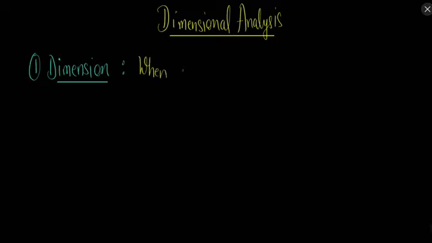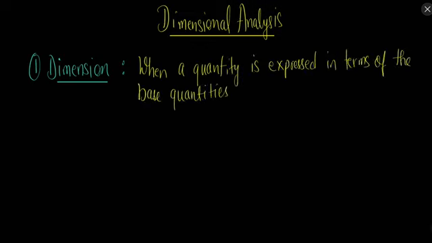So when a quantity is expressed in terms of the base quantities, then it is called the dimension of that quantity. I will make this thing clear using a few examples.